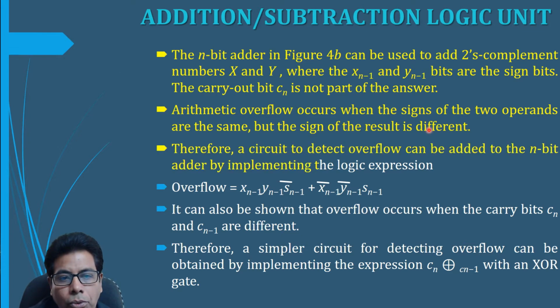Therefore, a circuit to detect overflow can be added to the n-bit adder by implementing the logic expression. So overflow will be equal to xn minus 1, yn minus 1, sn minus 1 bar, plus xn minus 1 bar, yn minus 1 bar, sn minus 1. So this is the equation for the overflow. It can be shown that the overflow occurs when the carry bits cn and cn minus 1 are different. Therefore, a simpler circuit for detecting overflow is cn XOR cn minus 1, that is with the help of the XOR gate.